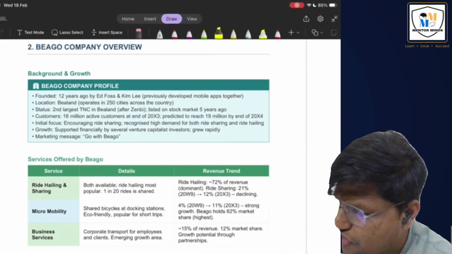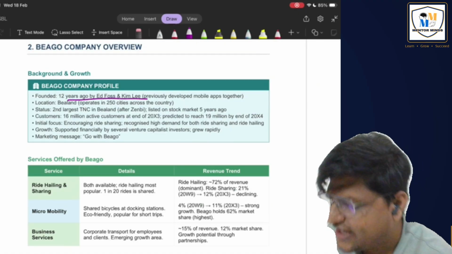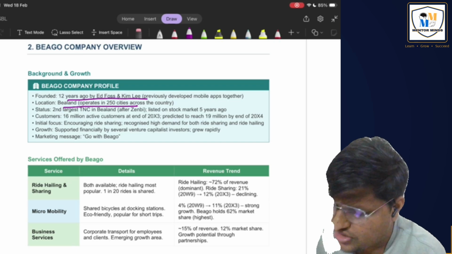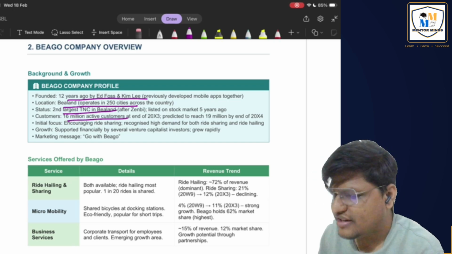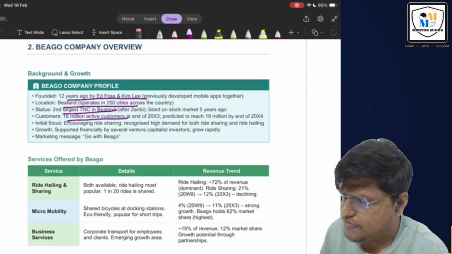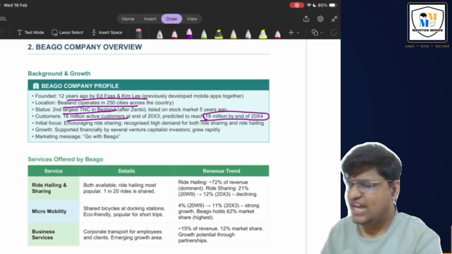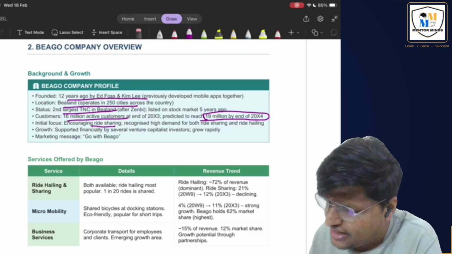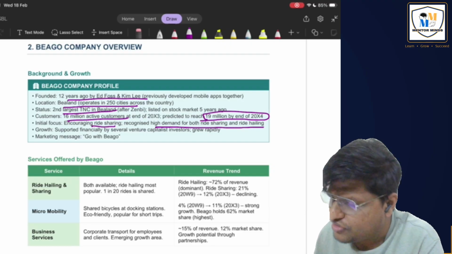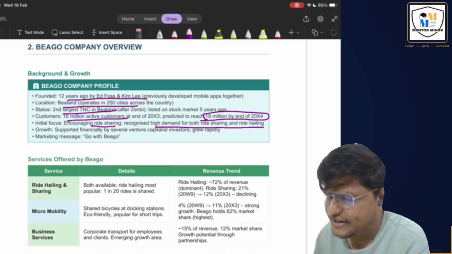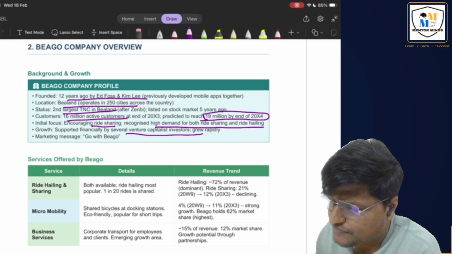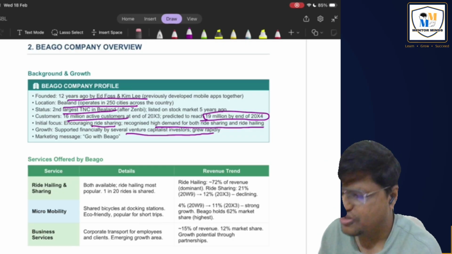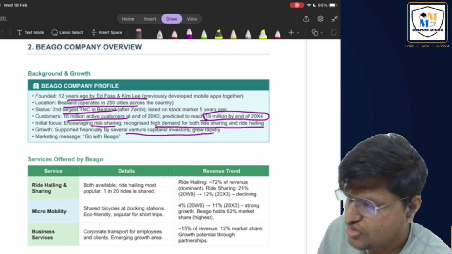This Biago company was founded by Ed Force and Kimberly 12 years ago. They are located in Bilan. Status is second largest, with 16 million active customers, and they are predicting to reach 19 million. Their main focus is encouraging ride sharing, recognizing high demand for both ride sharing and ride hailing, supported financially by several venture capitalist investors. So these are our stakeholders because they have invested. Now the marketing message is go with Biago.